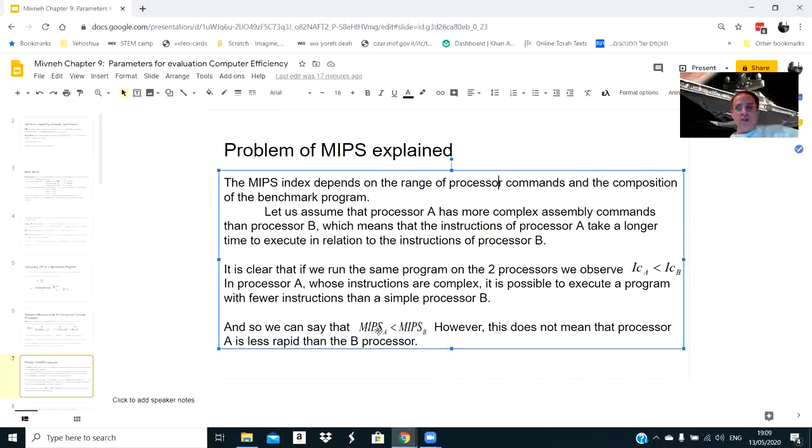And so we can say that the millions of instructions per second of A is less than that of B, which makes it look worse. Poor guy A can only do 10 instructions in an hour, and B can do 100 in an hour. But that's because these are more complex. However, this does not mean that processor A is less rapid than processor B. It could be that because he's got these complex things, he finished the job faster. But he did fewer instructions, so it doesn't look good. It's not a good measure.